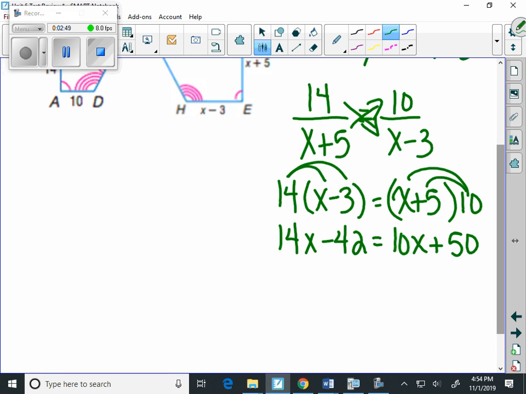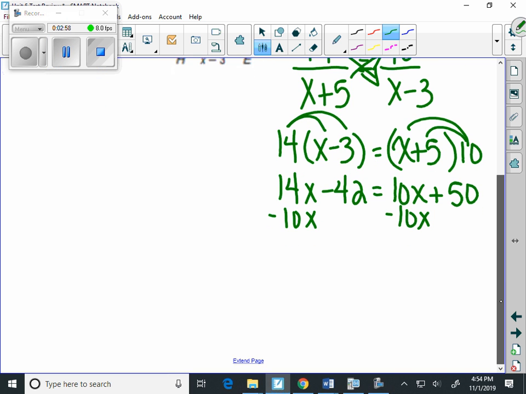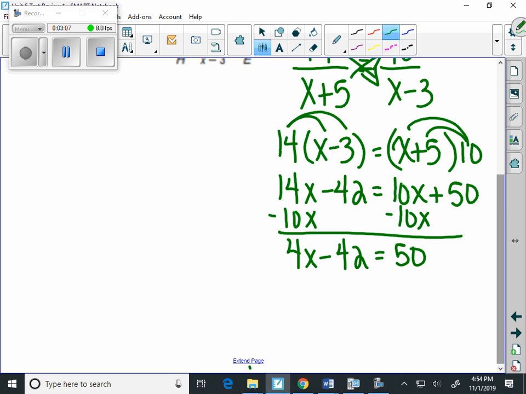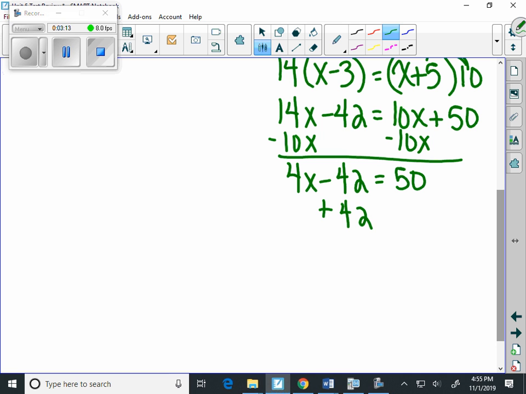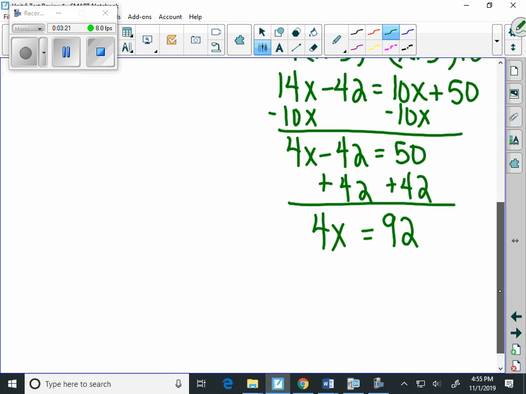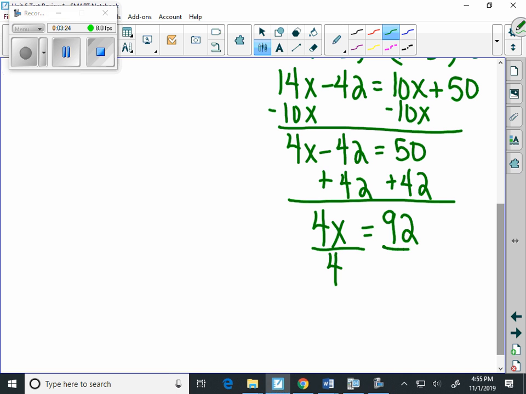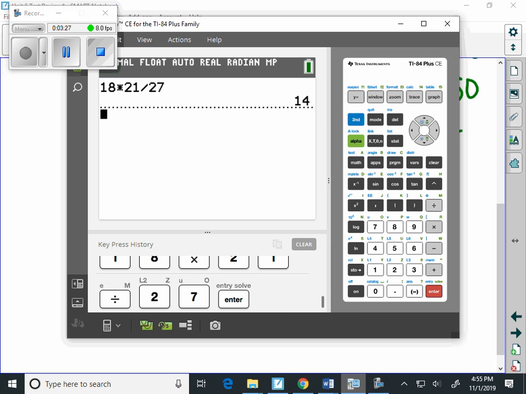Solve it the way your Algebra 1 teacher taught you, but I'm going to move my letter to the left. So we're going to subtract 10x from both sides. And we're going to end up with 4x minus 42 equals 50. And now we need to move the 42 to the other side. So we're going to add 42 to both sides. And we get 4x equals 92. And then to finish here, to figure out the value of x, we're going to divide both sides by 4. And 92 divided by 4 is 23.